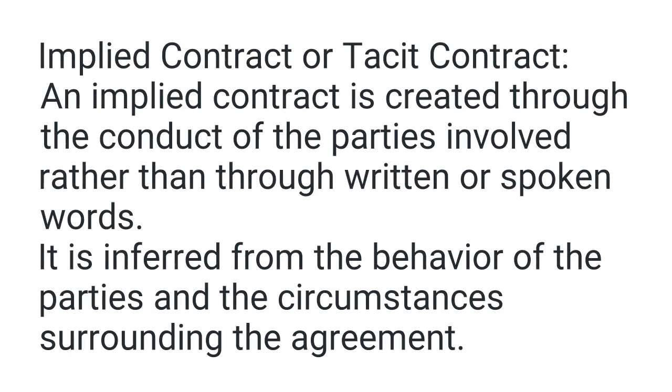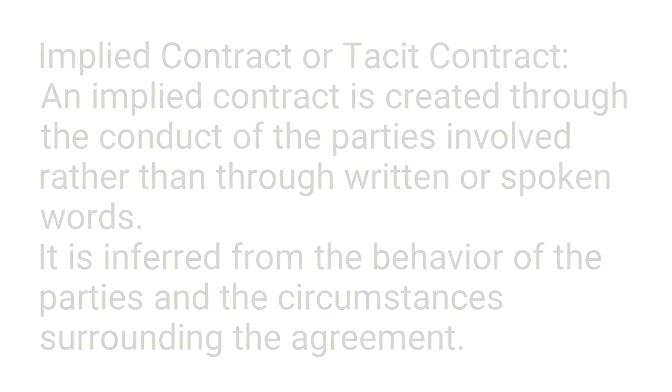Implied contract or tacit contract. An implied contract is created through the conduct of the parties involved rather than through written or spoken words. It is inferred from the behavior of the parties and the circumstances surrounding the agreement.